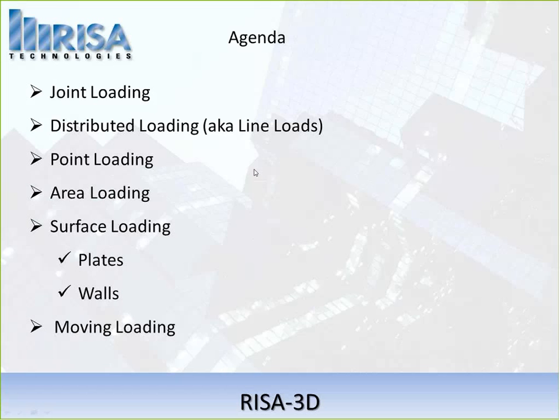So let's see here, next, second to last, we'll be doing some moving loads, talking about how to apply them, and we'll take some examples of that. And lastly, we'll go into a little bit of automated loads. RISA has the ability to apply wind and seismic loads automatically to a building design, so we're going to see how to do that and what loads come out.